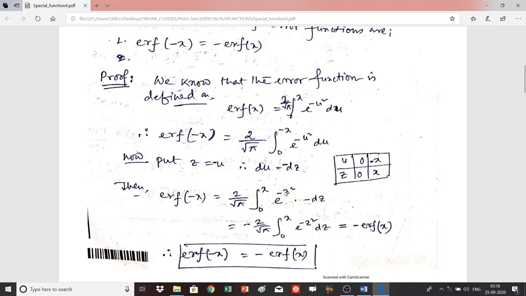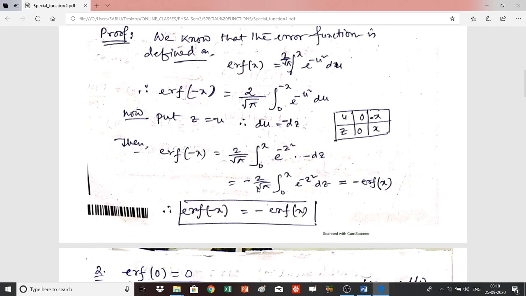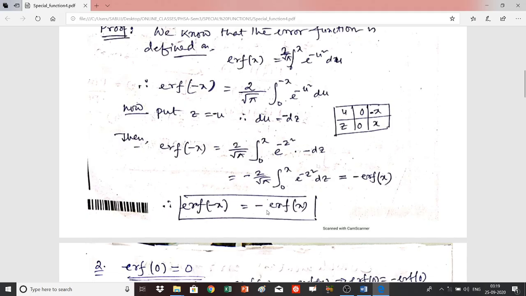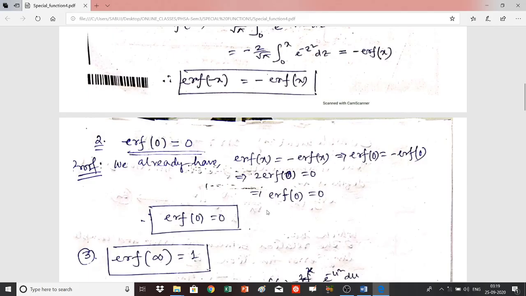So erf(minus x) is equal to 2 by root pi, integral from 0 to x of e to the power minus z squared, and then minus dz. So that is equal to minus 2 by root pi, integral from 0 to x of e to the power minus z squared dz, and that is nothing but erf(x), because this is the definition of the error function of x. So you can easily say that erf(minus x) equals minus erf(x). Here is another property. It is also important, and it is frequently used in the calculation of probability in statistical mechanics: erf(0) equals 0.